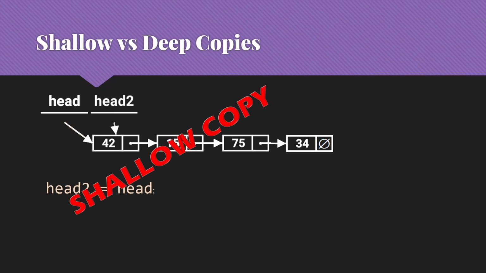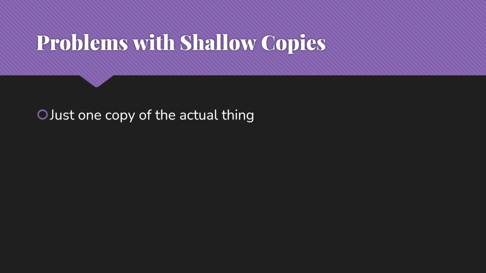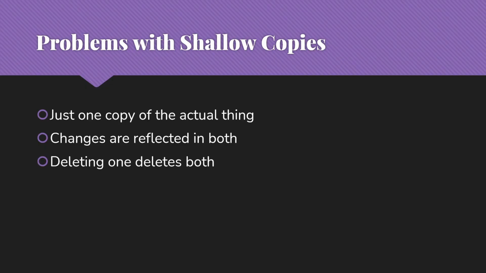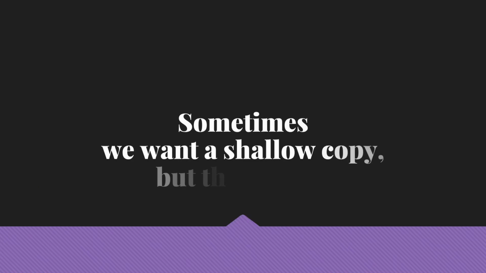That's a shallow copy. Shallow copies have problems because we really just have one copy of the actual thing. If I make changes using head, the changes are still there with head 2 because head 2 was just pointing at the exact same list. In languages where I can delete lists, deleting one of them is deleting both of them. This can lead to dangling pointers in C++, which can be a pretty nasty memory error. What we want typically is going to be a deep copy. There are times when we want shallow copies, but they're very rare for something like a linked list.